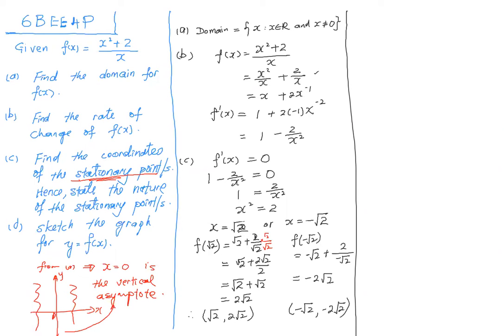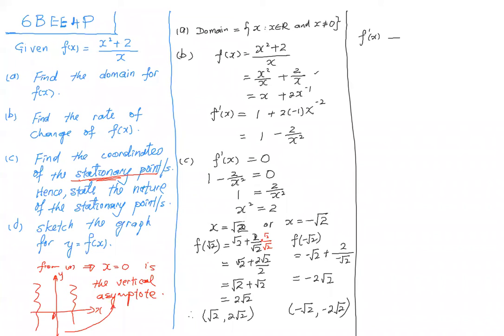So you have 2 stationary points. So how am I going to determine the nature of the stationary point? Thaddeus? Draw the sign diagram. Sign diagram of what? Of f prime x. Okay, sign diagram of f prime x. So you look at here. So I have f prime x sign diagram.